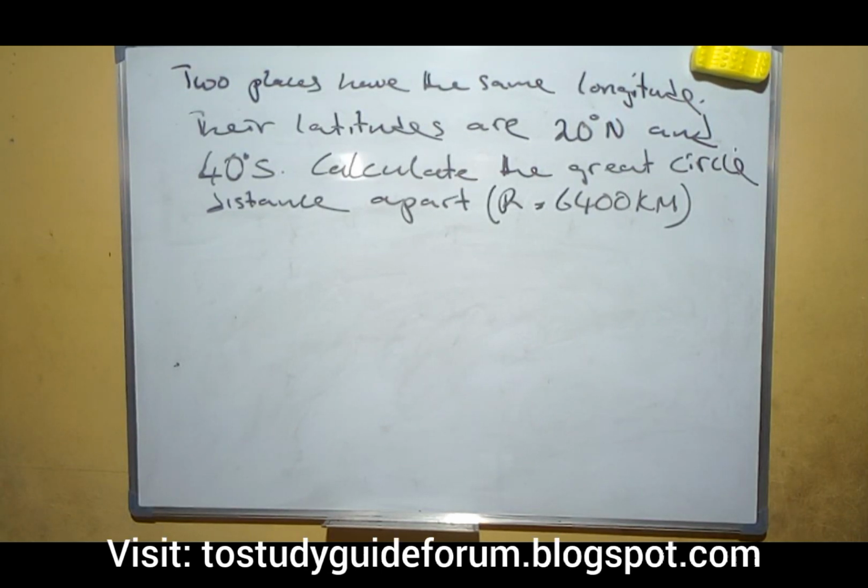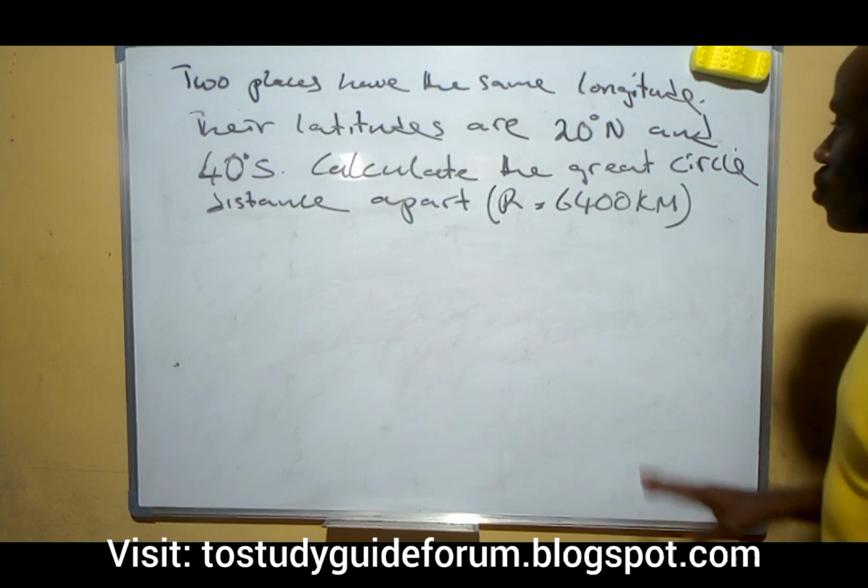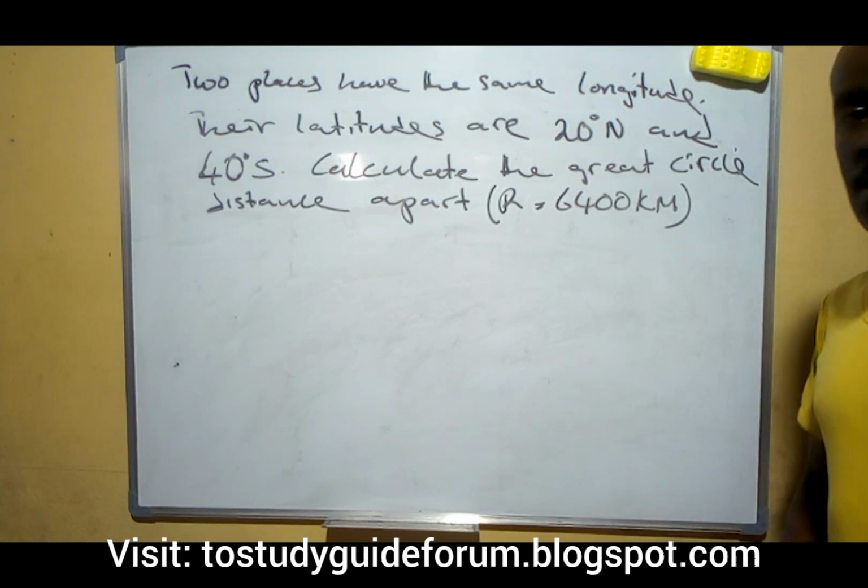And here we have another question we're going to solve that has to do with longitude and latitude. The question says two places have the same longitude. Their latitudes are 20 degrees north and 40 degrees south. Calculate the great circle distance apart.